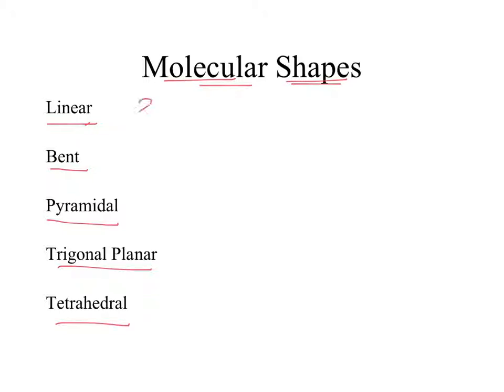In a linear shape, you've got 2 electron areas. So there are double bonds or triple bonds. There are 2 areas of electrons, and so they want to be as far apart as possible. So we've got our central atom here, and there'll be 1 area of electrons on this side and 1 area of electrons on this side and some other atom connected to it on this other side. But there's just 2 areas of electrons, and they want to be as far apart as possible, so they're going to be on opposite sides.